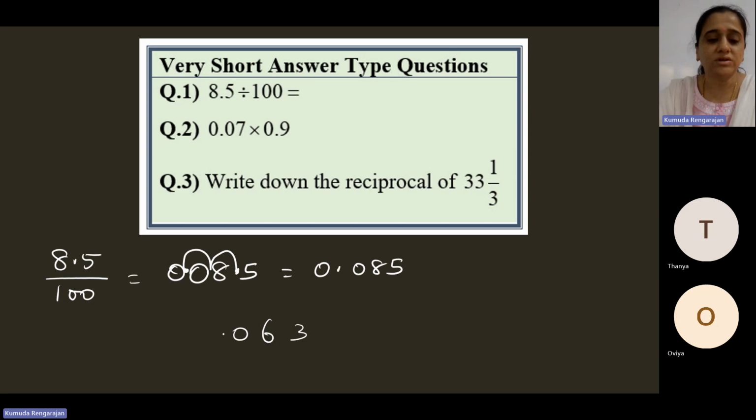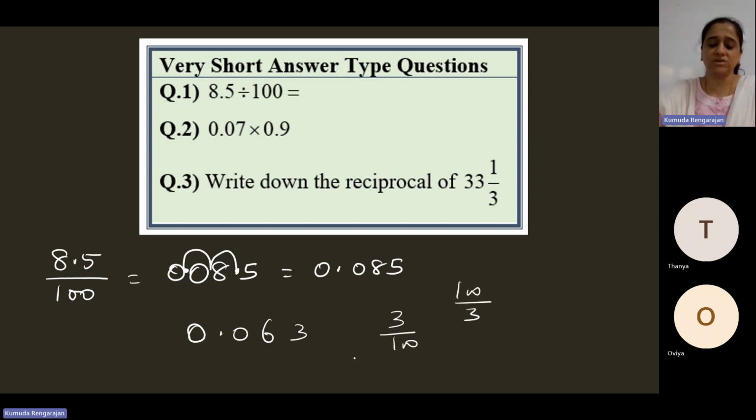7 9s are 63. 1, 2, 3. So is this correct? What's the reciprocal of 33 1 by 3? Correct. So 33 1 by 3 is 100 by 3. And the reciprocal of that is 3 by 100. It's 100 by 3. Its reciprocal is 3 by 100.